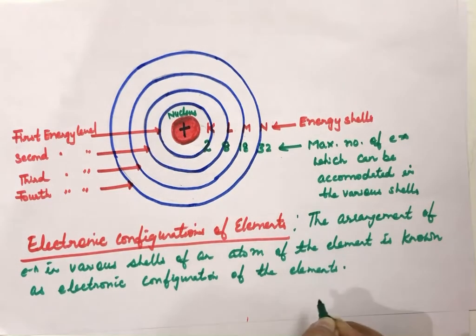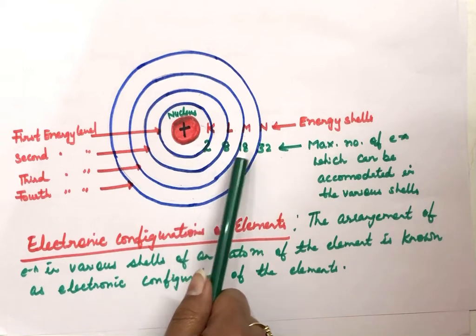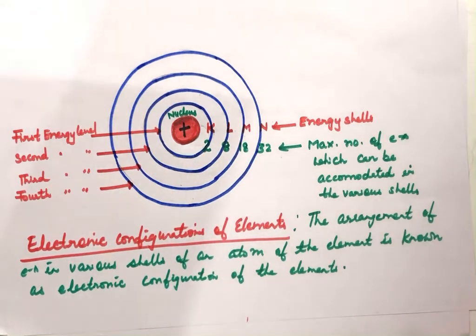And for writing electronic configuration of elements, we should know 2 things. Electronic configuration we write from the number of electrons. In an atom, how many electrons are there? For that, we should know the atomic number of an element. And we should know in which shell the maximum how many electrons can be accommodated. So for electronic configuration, two things are required: one is the number of electrons and second is the maximum number of electrons that can be accommodated in different energy shells.